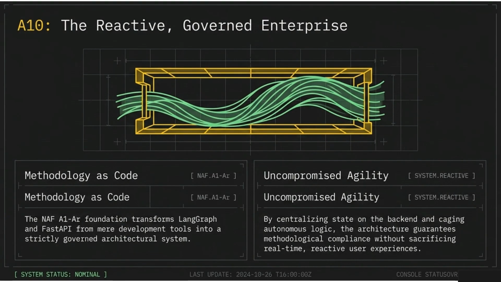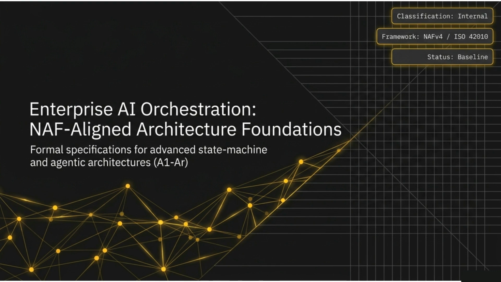The reactive governed enterprise is achieved through methodology as code. By centralizing state on the backend and caging autonomous logic, the architecture guarantees methodological compliance without compromising real-time reactive user experiences. Here are some other implications of applying graph state machines and the projects we have planned out for them.